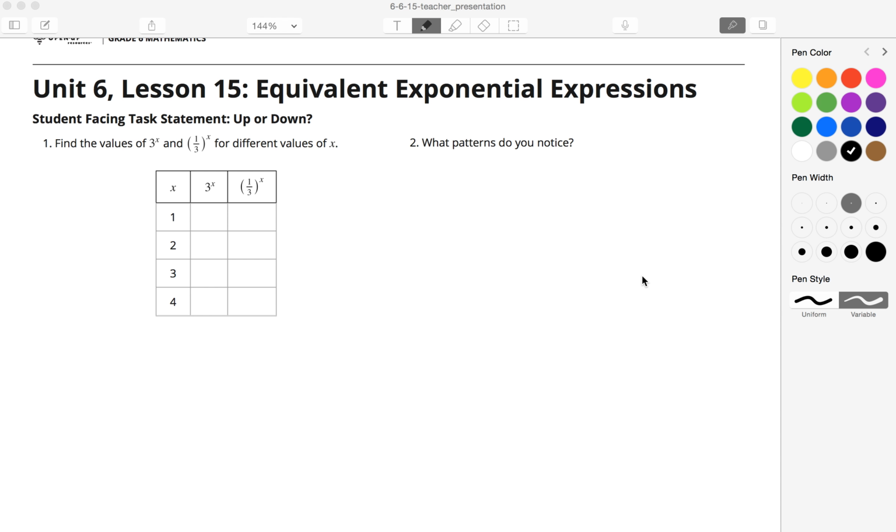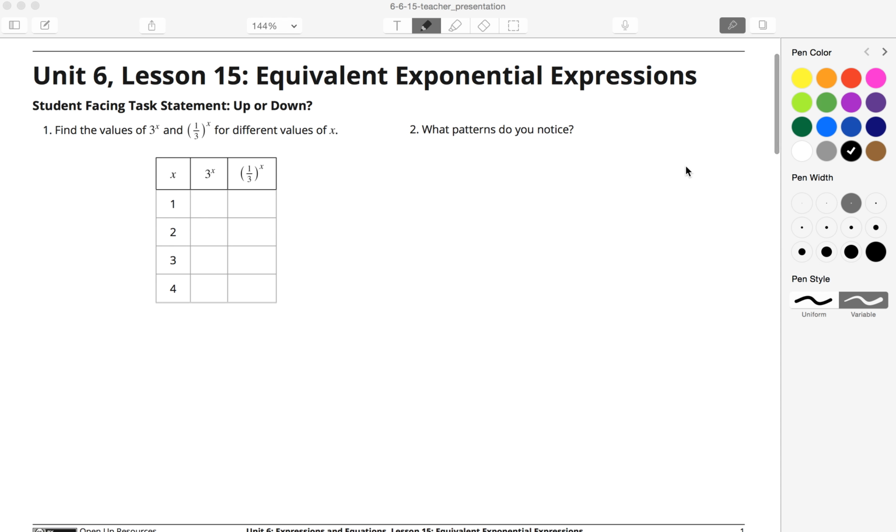This is in your book. This is activity 1. And it says find the values of 3 to the power of x and 1/3 to the power of x for different values of x. And if you notice, this 1/3 is in those parentheses. So it's the entire fraction that is getting raised to the power of x. Now, the thing you might notice is this is the first time we're really seeing x as the exponent. So the number that we're going to be replacing is that exponent.